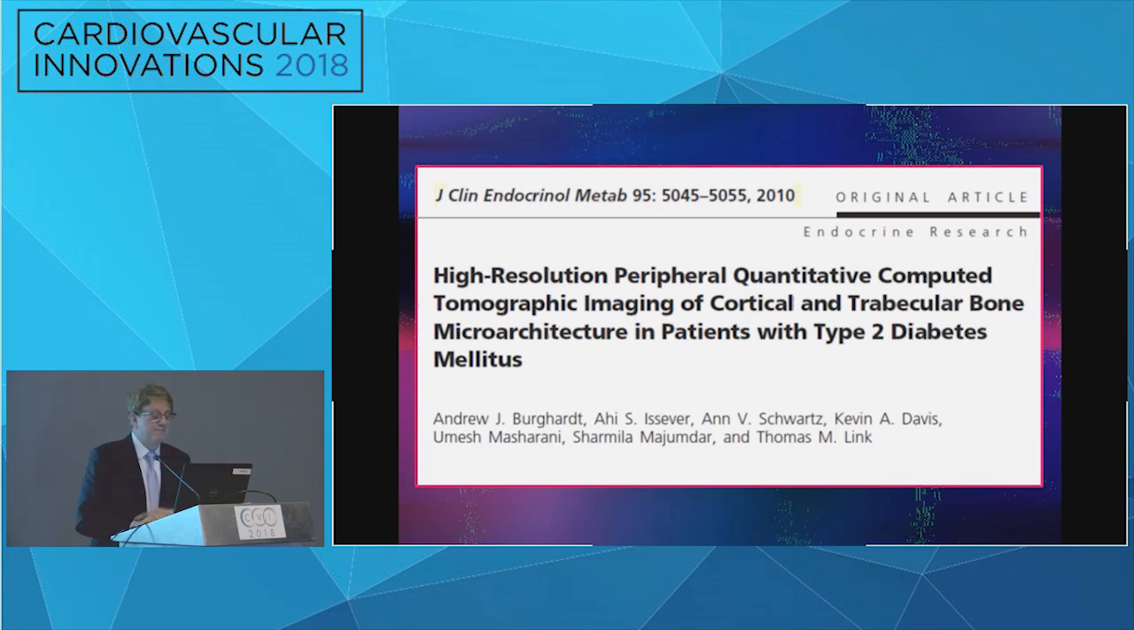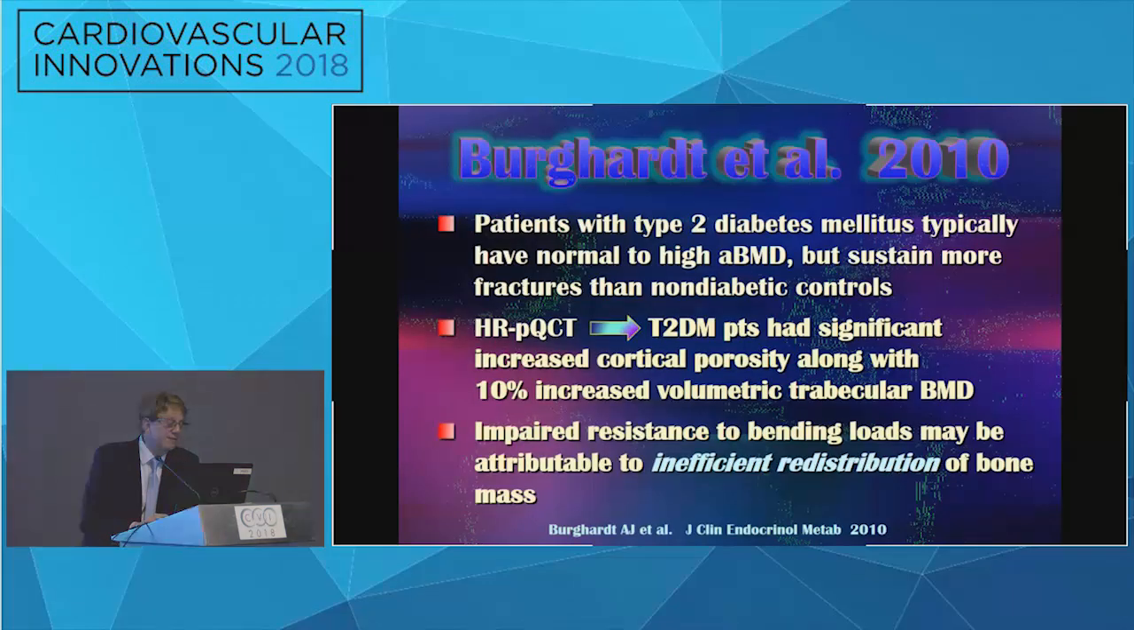So enter the main part that I want to kick over to, so-called high-resolution peripheral QCT. I wish there was a fast way to say that, but there may not be: HRpQCT or something like that. This is a fairly early study looking at its ability, looking at microarchitectural assessment in type 2 diabetic patients, by Burghardt. These patients in this particular study had significantly increased cortical porosity along with a 10% increase in volumetric trabecular bone mineral density.